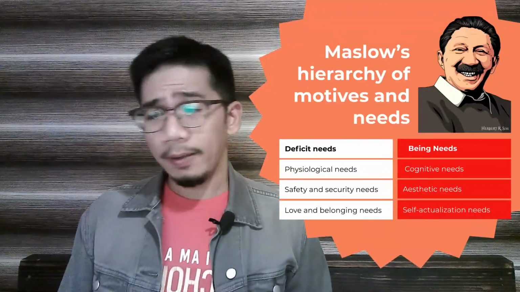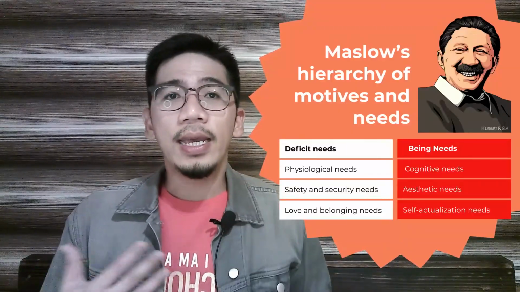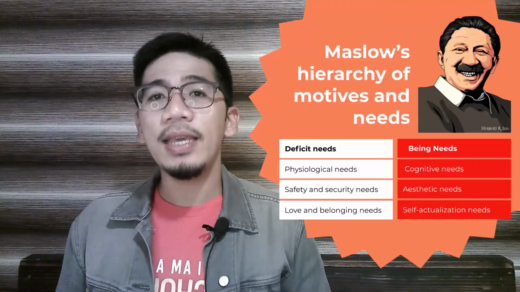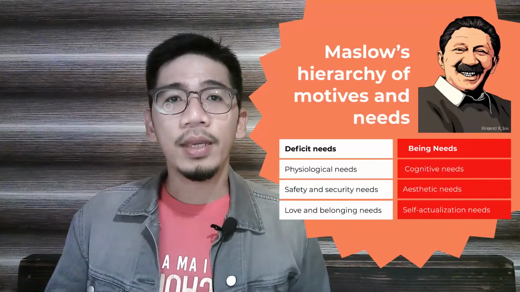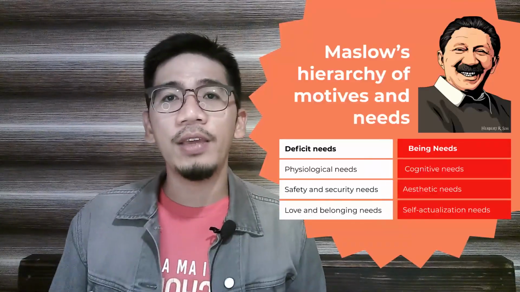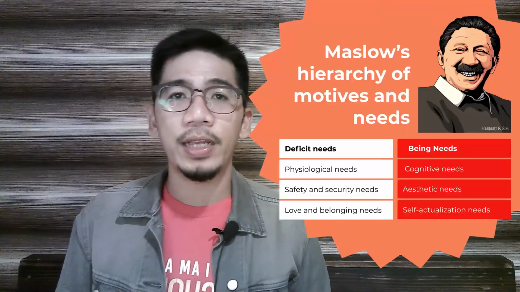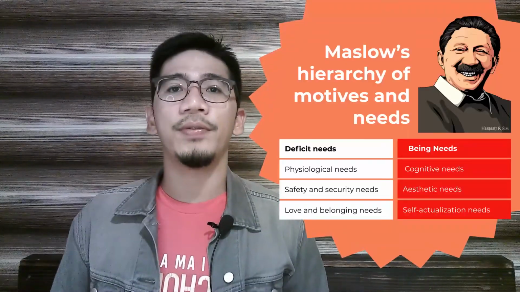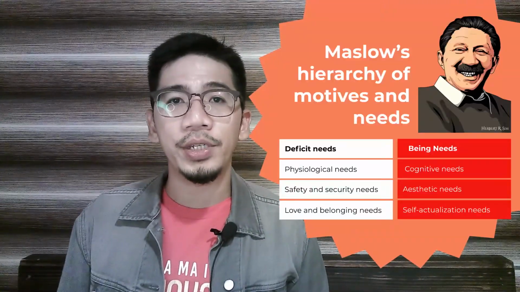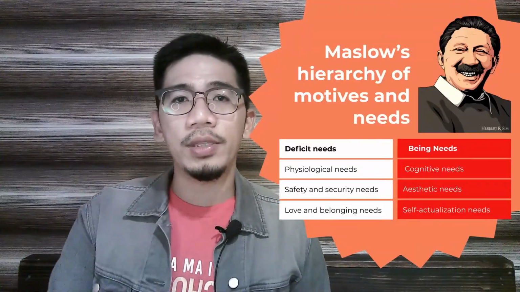Being needs emerge only after all of the person's deficit needs have been largely met. Unlike deficit needs, being needs beget more being needs. They do not disappear once they are met, but create a desire for even more satisfaction of the same type. A thirst for knowledge, for example, leads to further thirst for knowledge, and aesthetic appreciation leads to more aesthetic appreciation, partly because being needs are lasting and permanent once they appear.